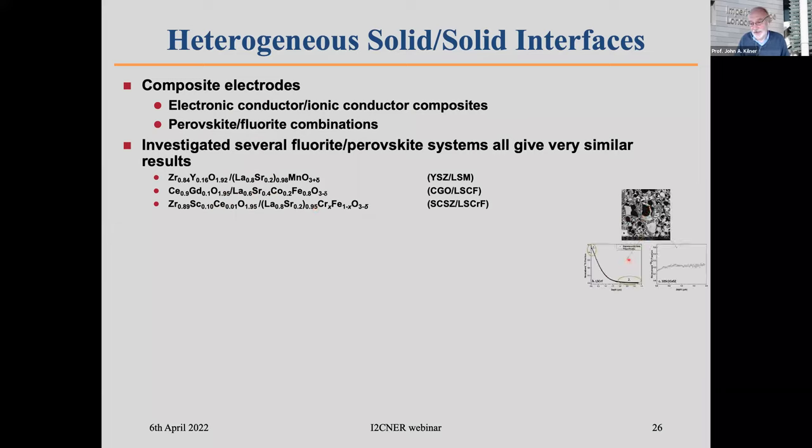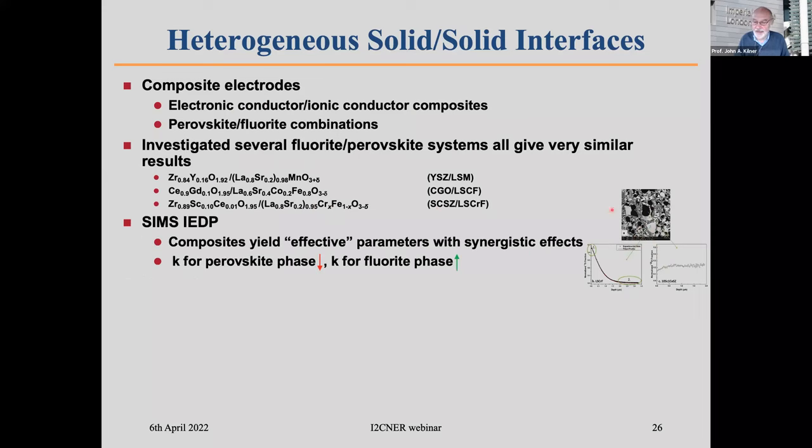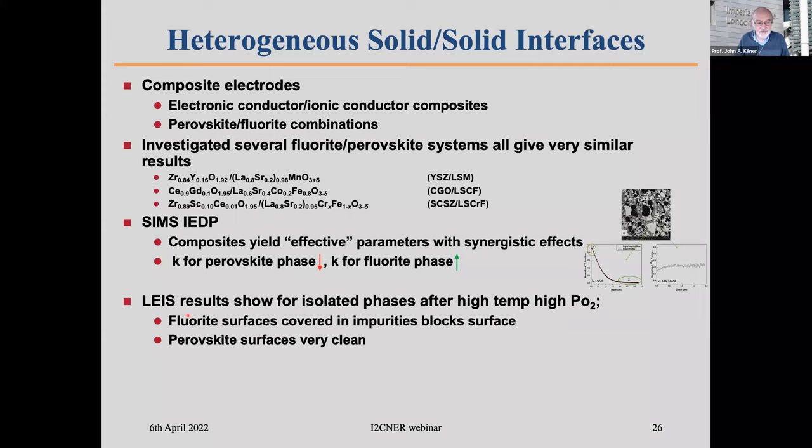And with the SIMS, we can look at what's happening in the individual parts of these composites. We can also get the overall parameters by analyzing the whole area. To cut a long story short, we get effective parameters for this composite, which seem to show some synergistic effects. If we look in detail at the individual phases, we see that K for the perovskite phase is in general lowered, and K for the fluorite phase is in general increased.